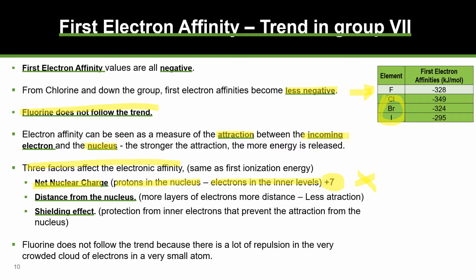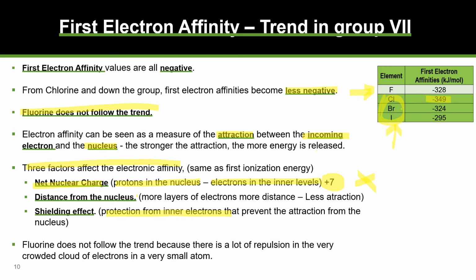The distance from the nucleus: the more layers of electrons, the more distance, and they are going to have less attraction. So the chlorine is going to have more attraction than the bromine or the iodine ions for the extra electrons, and that's why the values go up. In the case of the shielding effect, this one is the protection from the inner electrons that prevent the attraction from the nucleus, and that happens in iodine.